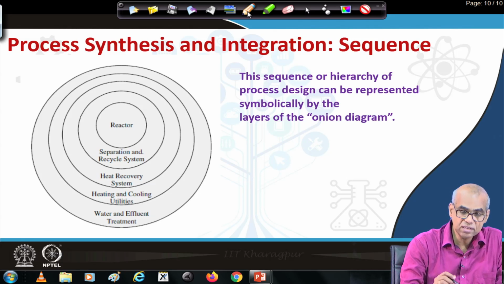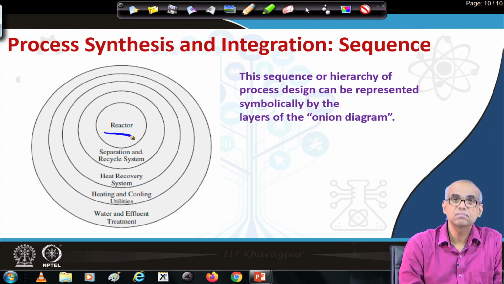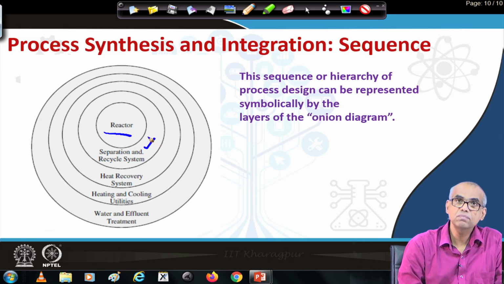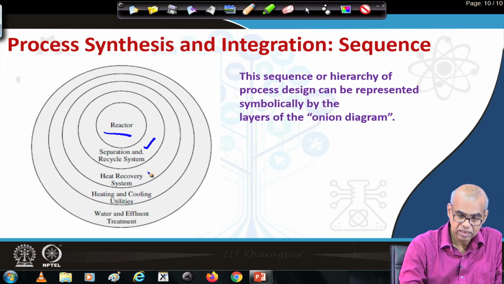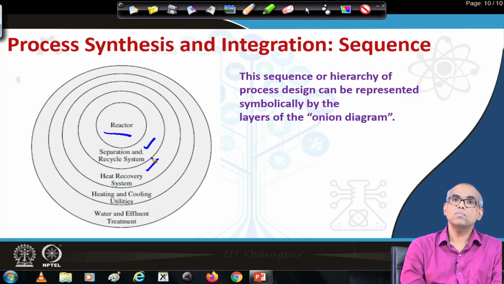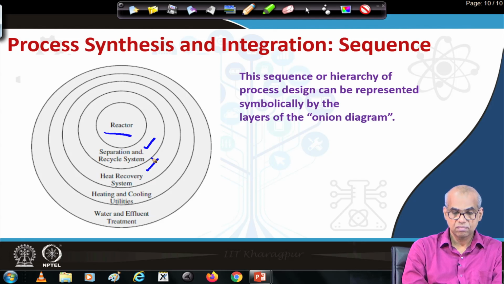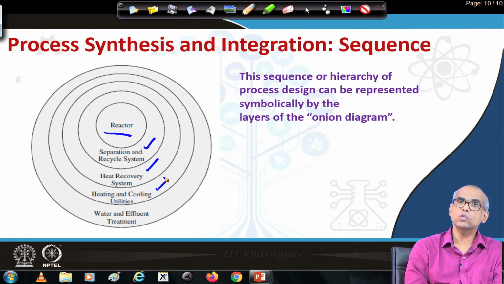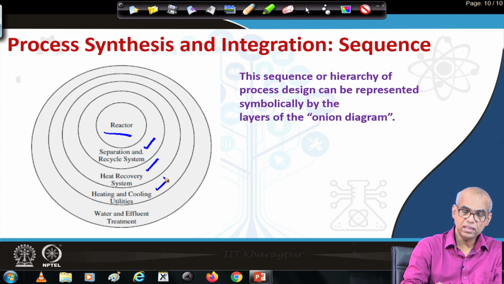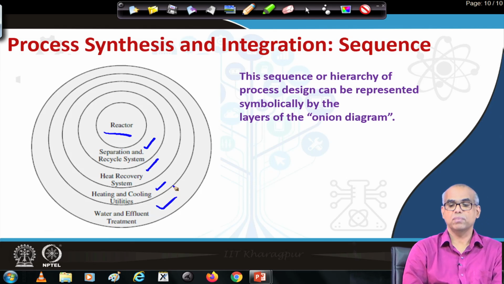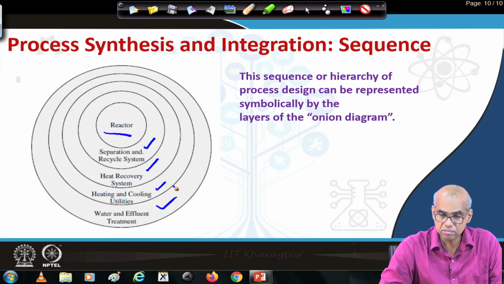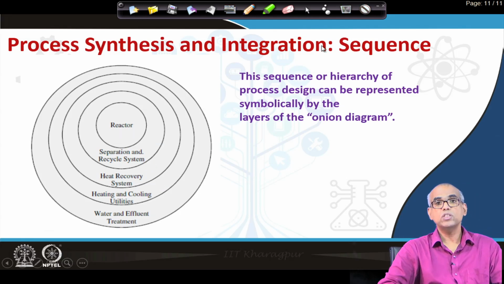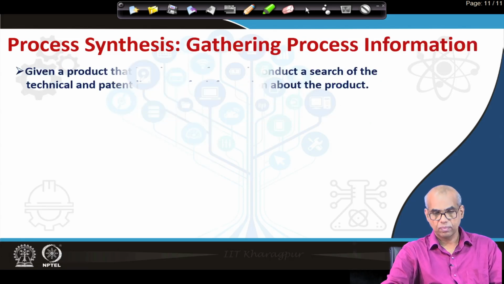So, the innermost layer is the design of the reactor, next layer separation and recycle system, next heat recovery system or energy integration, then utility systems, heating utility as well as cooling utility, and finally water and effluent treatment. So, this onion diagram symbolically represents the sequence or hierarchy of process design.